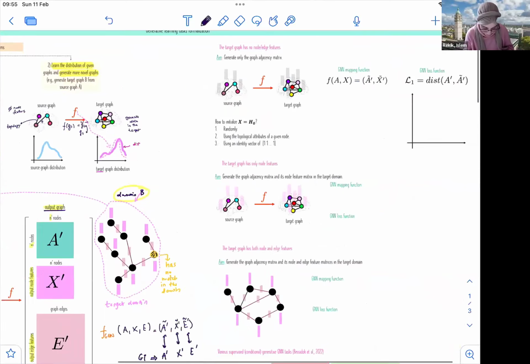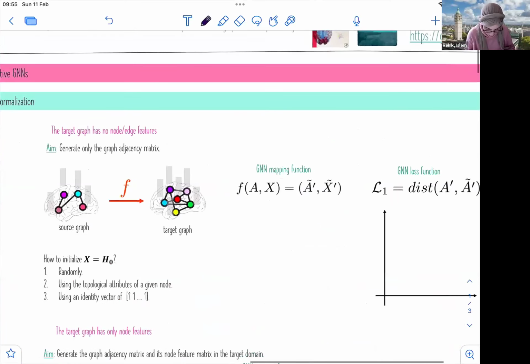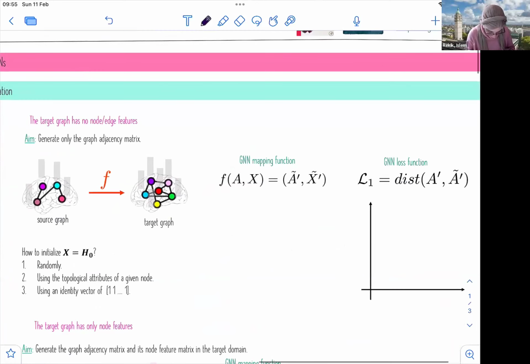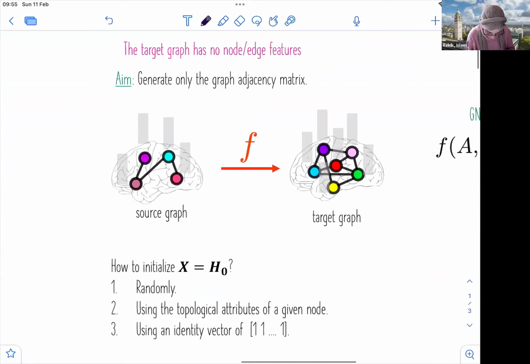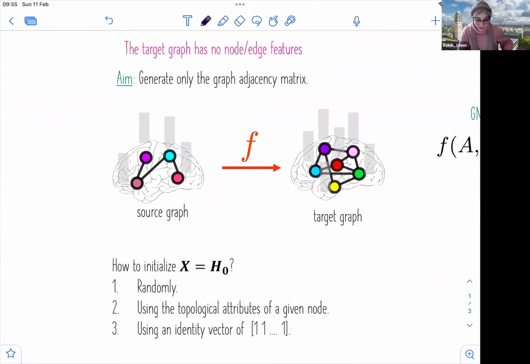First, if we don't have any features, we can create features. If our target is to generate a graph that has only an adjacency matrix, we can initialize X randomly. We can take all these values and draw from a normal distribution, for example with mean 0 and variance 1, and put different values here, like 0.3, 8, 1, 0, etc. So we randomly sample.